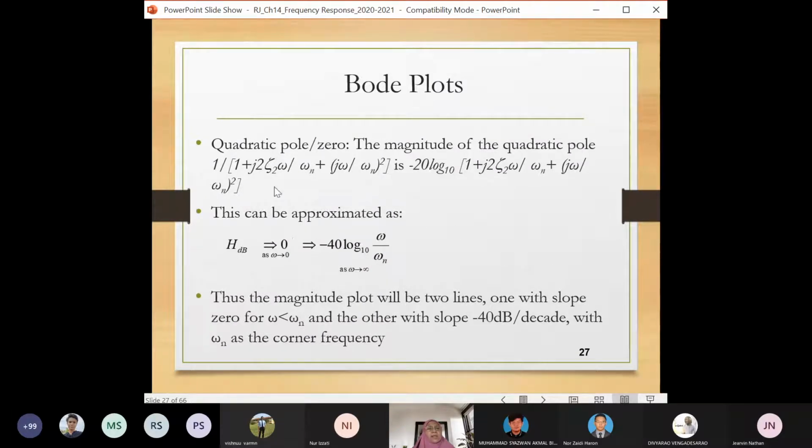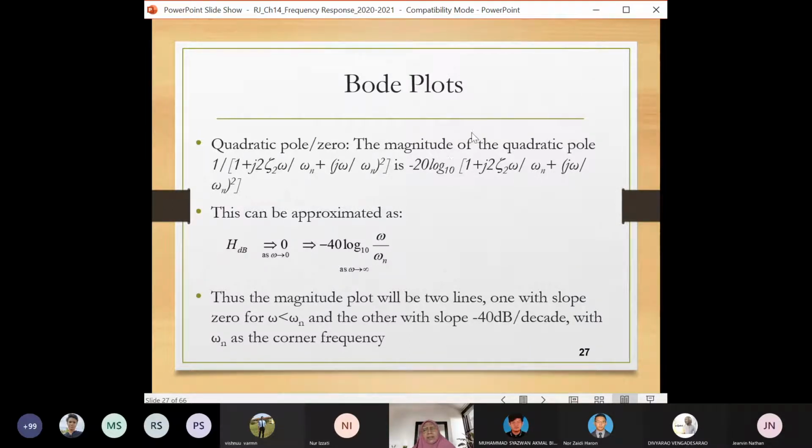For the quadratic here, we have 40. Quadratic means double. For quadratic poles or zeros, the magnitude has the power of 2, and you bring the 2 into the log function. The 2 is put in front of the log function. So 2 times negative 20, you get negative 40. Thus the magnitude plot will be 2 lines: one with slope 0 for omega less than omega n, and the other with slope negative 40 dB per decade, with omega n as the corner frequency.